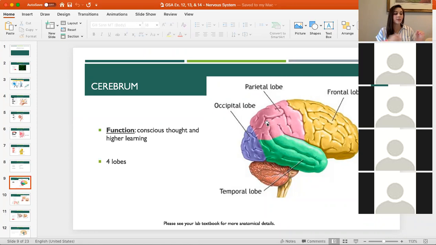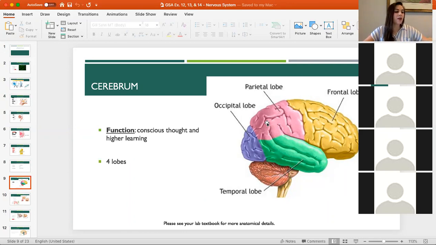Next we have our temporal lobe, and that's involved with hearing, language, and musical ability. So you hearing me right now, that's your temporal lobe at work. And lastly, your occipital lobe is visual processing. So you seeing me, you seeing my PowerPoint that's up, that's your occipital lobe.